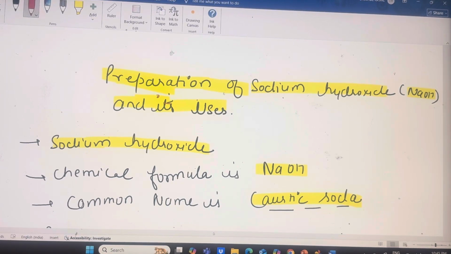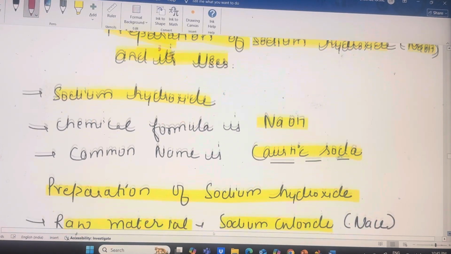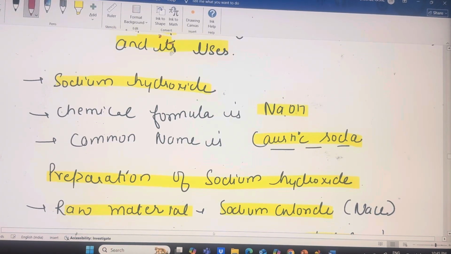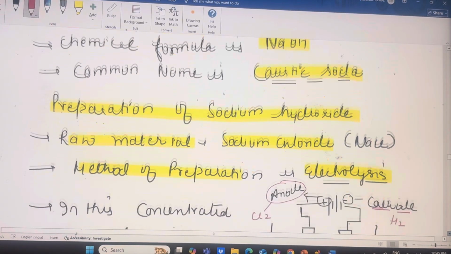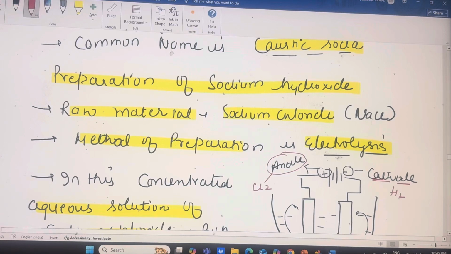And you know that the sodium hydroxide chemical formula is NaOH and its common name is caustic soda. And for the preparation of sodium hydroxide, what is the raw material which is required? The main raw material is sodium chloride, which is NaCl, and the method of preparation used to prepare sodium hydroxide is electrolysis.